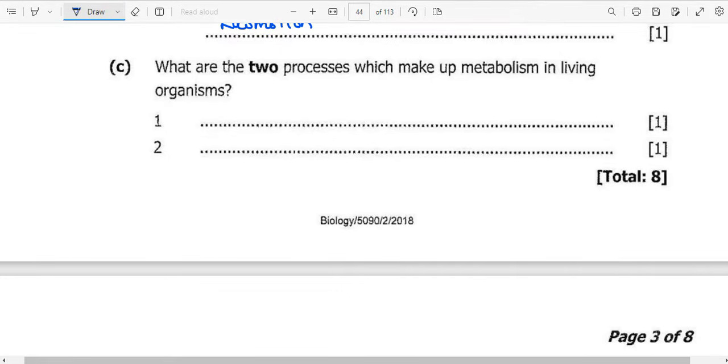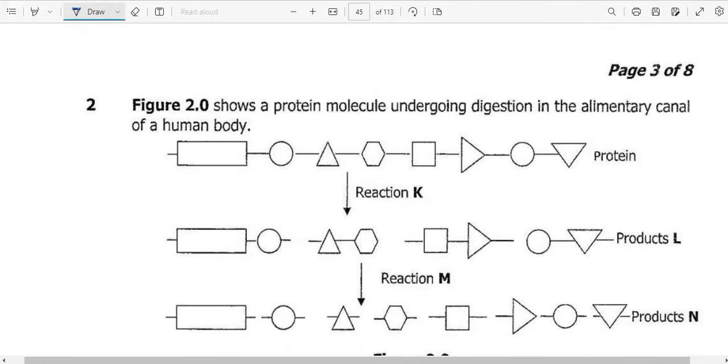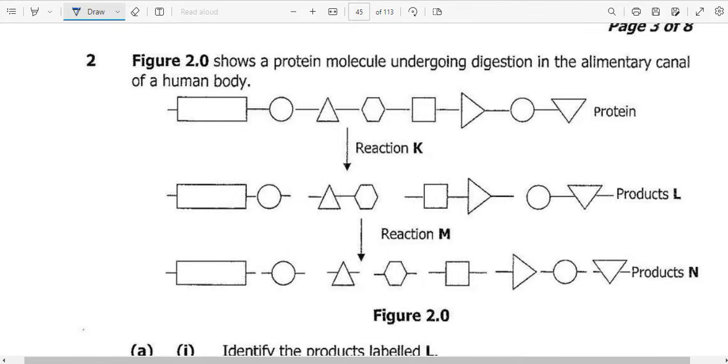What are the two processes which make up metabolism in living organisms? So we want to look at two metabolisms that are in living organisms. So we know that number one is catabolism, and then the other one is anabolism. Okay, so these are the answers on question C. So we can move to question 2.